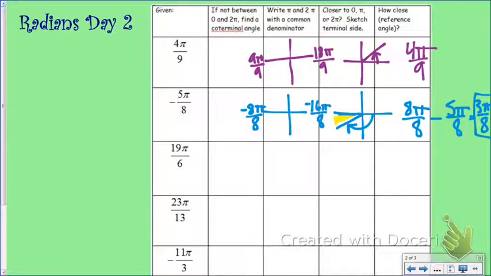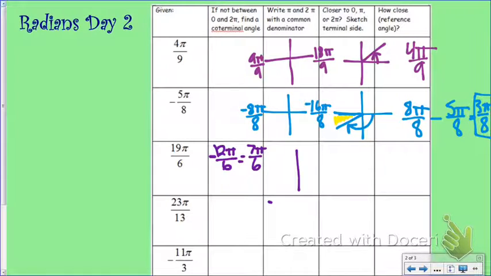Alright, so the next one, 19 pi over 6, that one is more than 2 pi, so I need to find a coterminal angle here. In order to find a coterminal angle, I'm going to subtract 2 pi. But I need a common denominator, so I need to multiply by 6. That means I'm really subtracting 12 pi over 6 to get that value of 7 pi over 6. So my coterminal angle is 7 pi over 6.